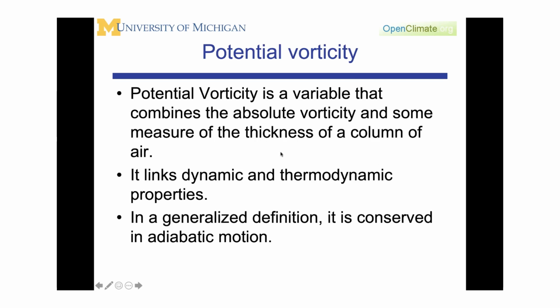We're only going to introduce a simple form of potential vorticity here, and the most general form that we usually talk about in meteorology is called Ertel's potential vorticity, after the scientist Ertel, who did the derivation of the conservation properties of it. In a generalized definition, potential vorticity is conserved in adiabatic motion.